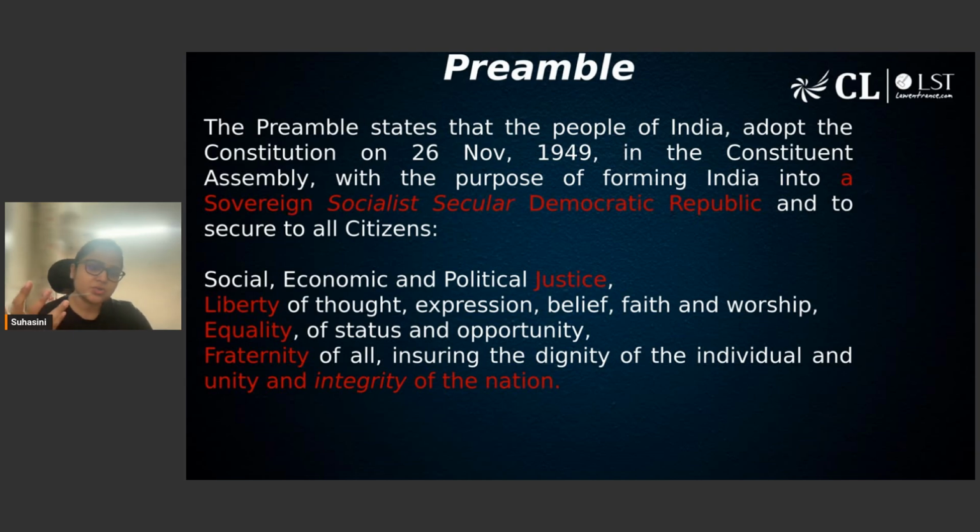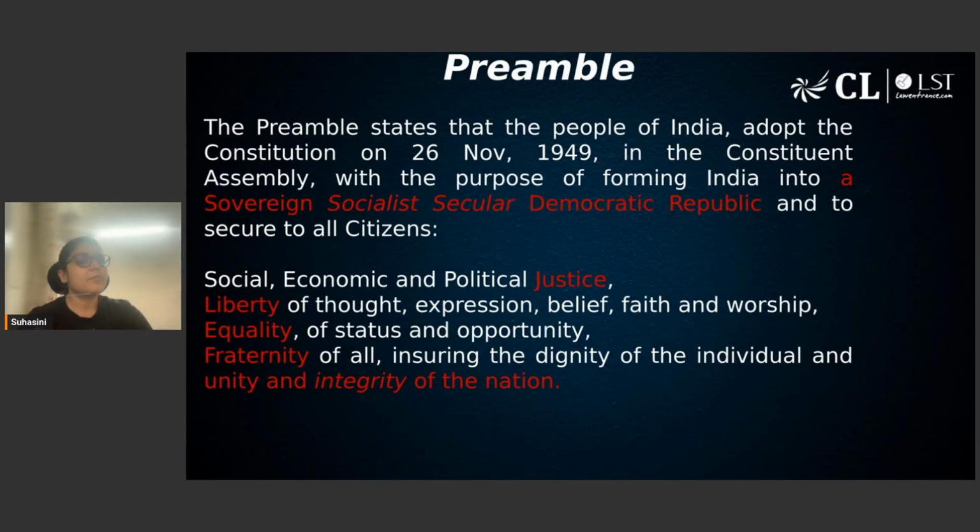There have been issues also where it has been questioned whether the preamble is a part of the constitution or not. There are certain cases where the Supreme Court has discussed the same, which we will be dealing with. Later on, the Supreme Court concluded that the preamble is very much part of the Constitution.